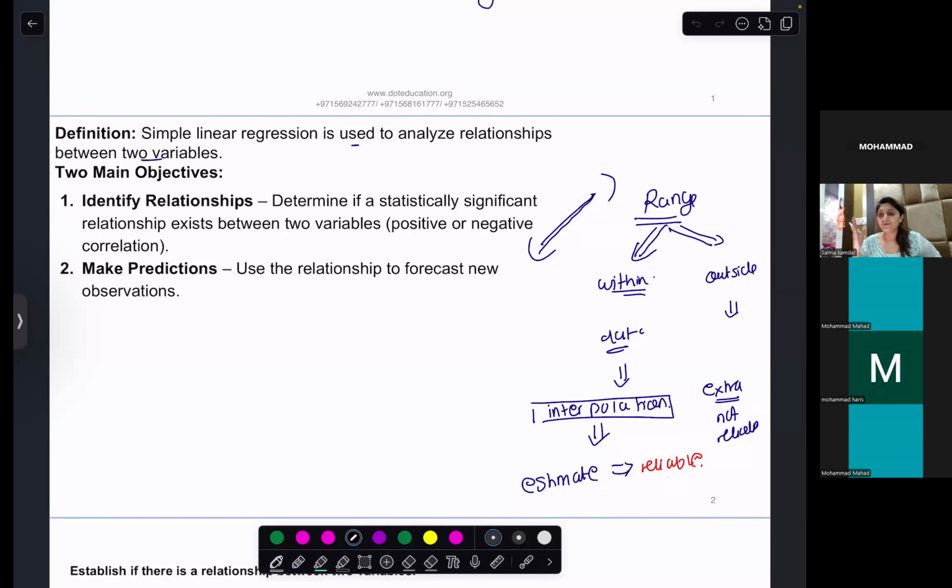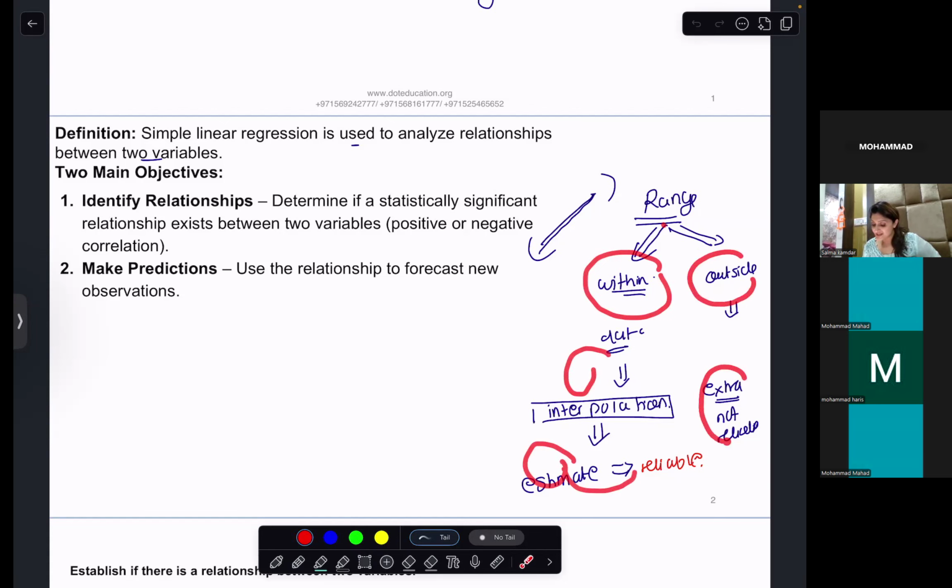Correlation and regression, 5.1, was related to the scatter graph, which shows that y is dependent on x. X would be on the x axis, and y, the dependent variable, would always be on the y axis. If our data is within the range, then it is interpolation and our estimate is reliable. If our data is outside the range, then it is extrapolation and our estimation will not be reliable.